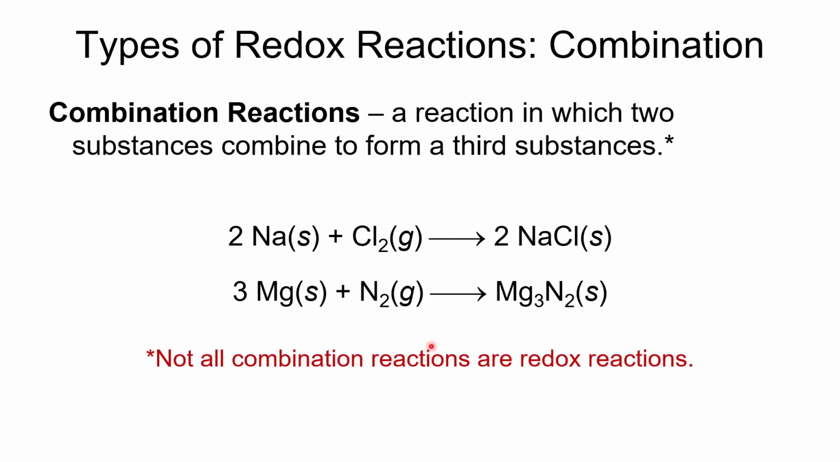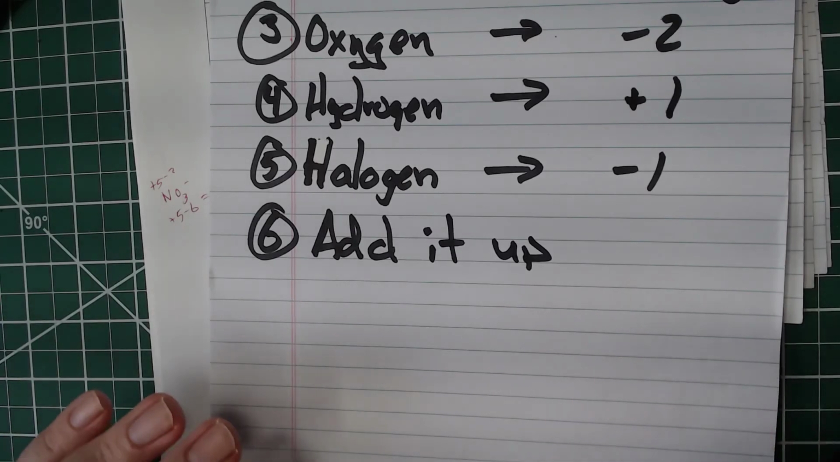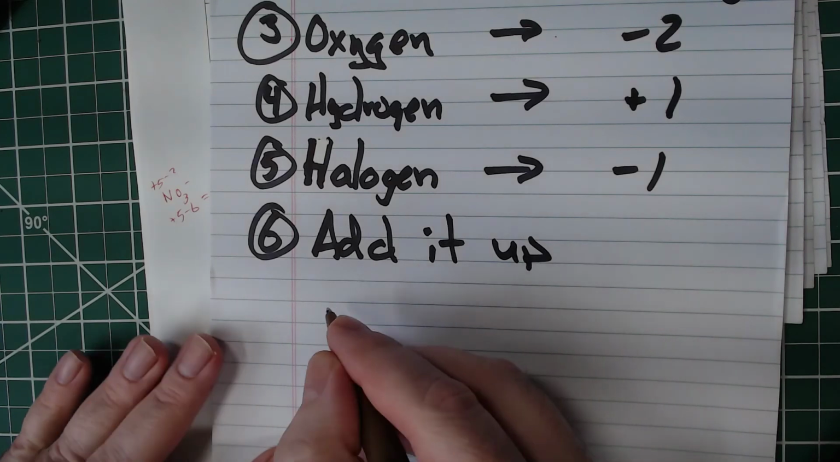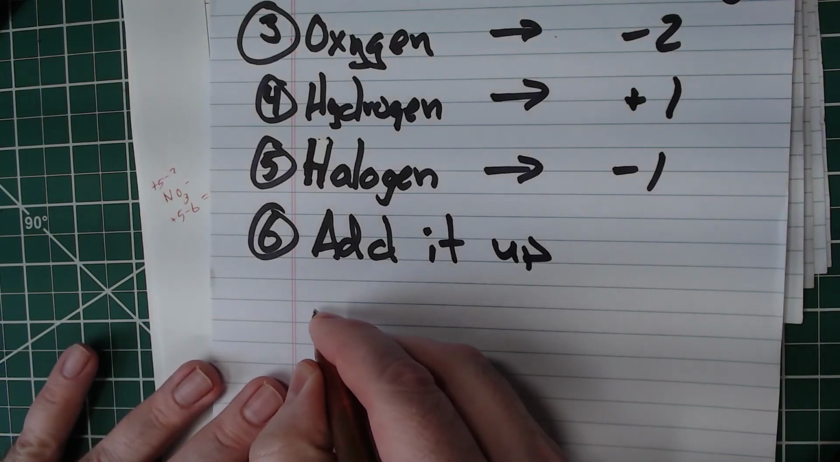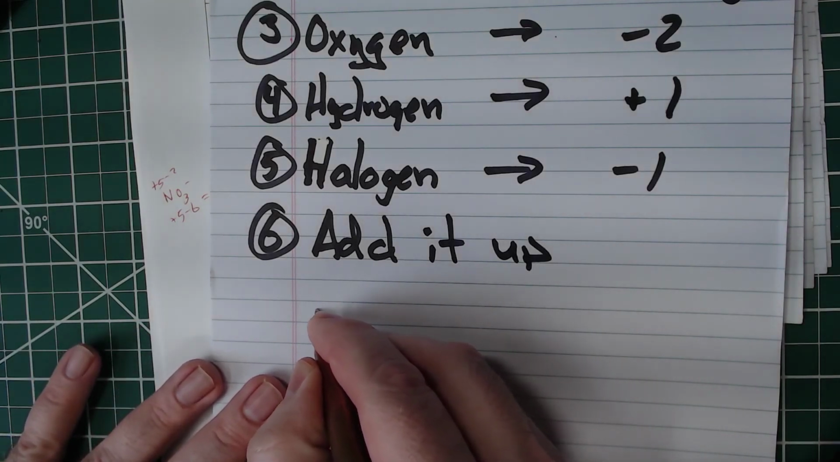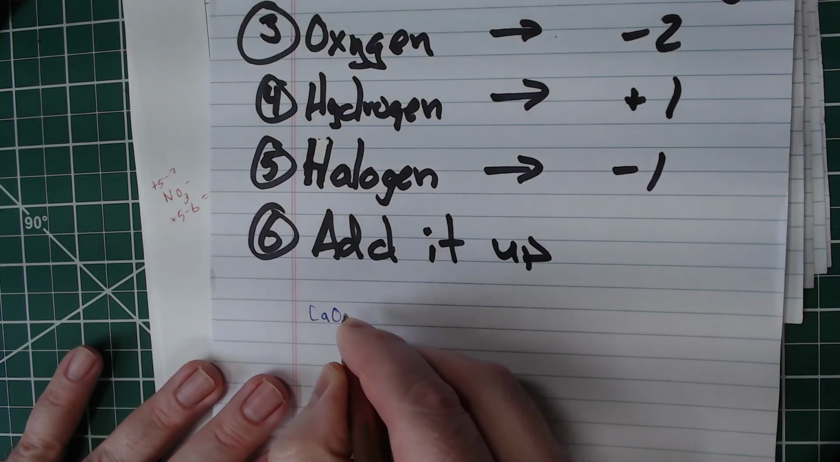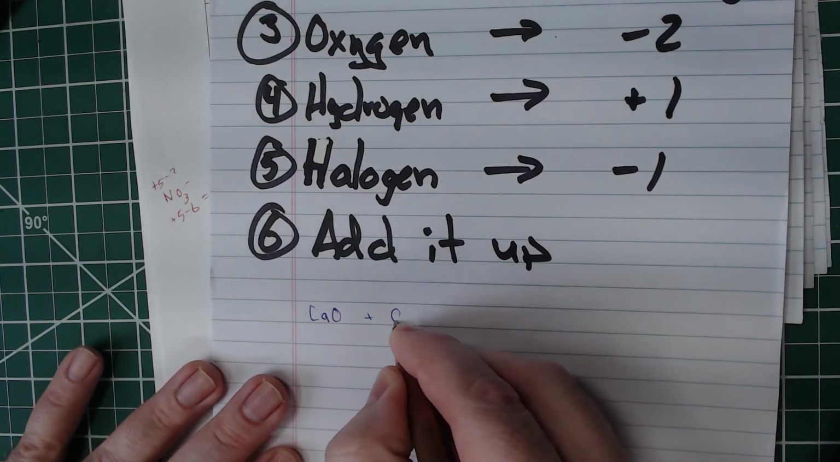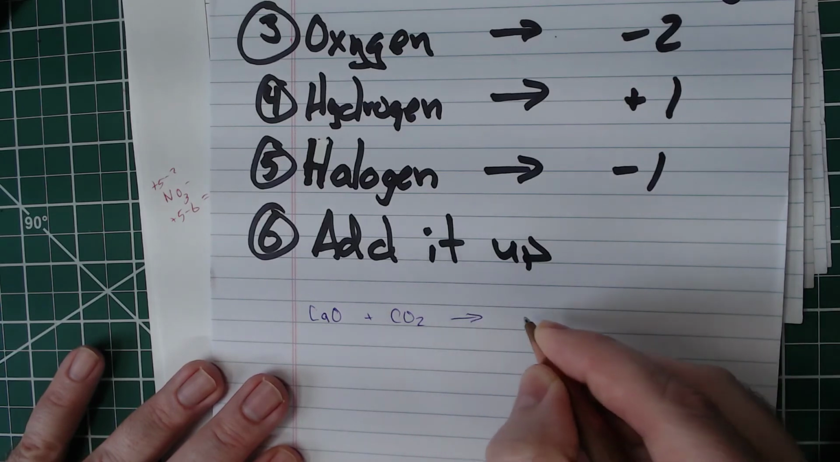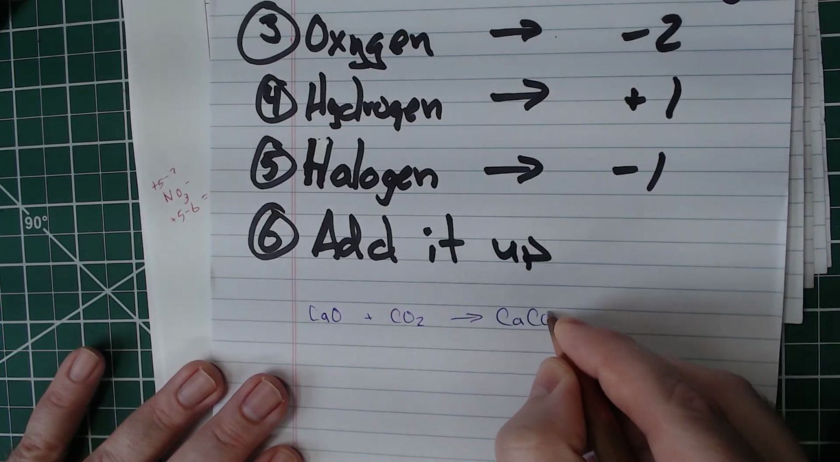Here is an important note. Not all combination reactions are redox reactions. And to explain that, let me go back over here. I just want to show you an example of a combination reaction that is not a redox reaction. So I'll do calcium oxide plus carbon dioxide gives us calcium carbonate.